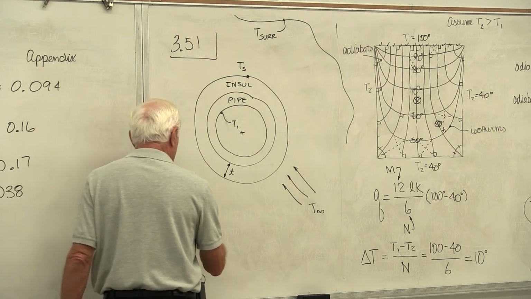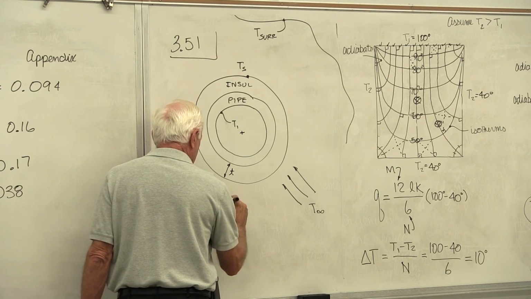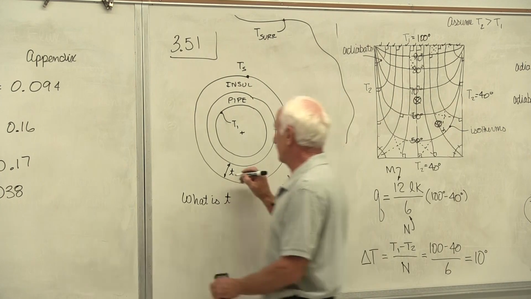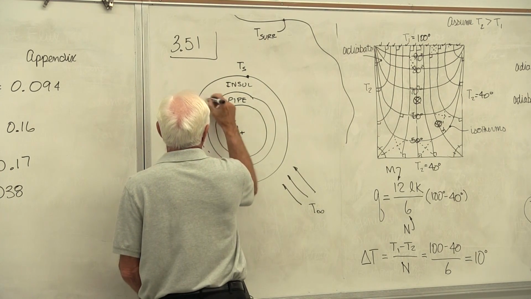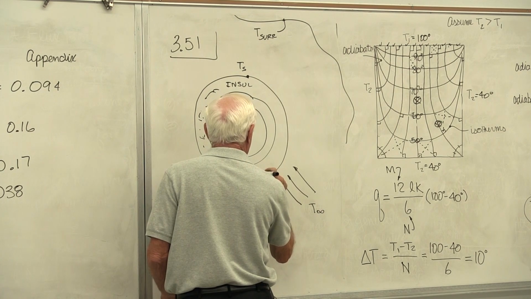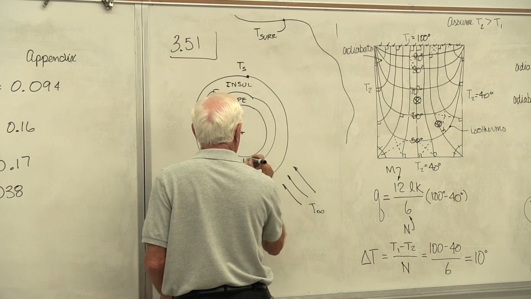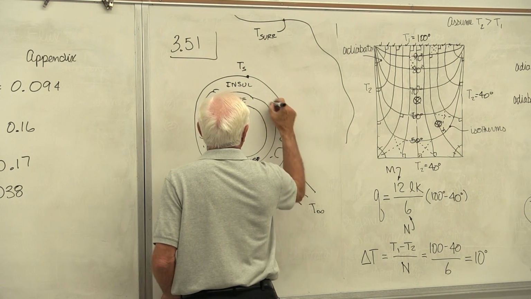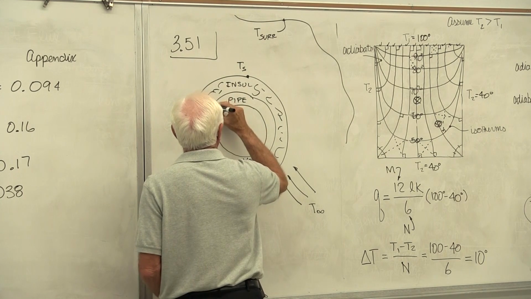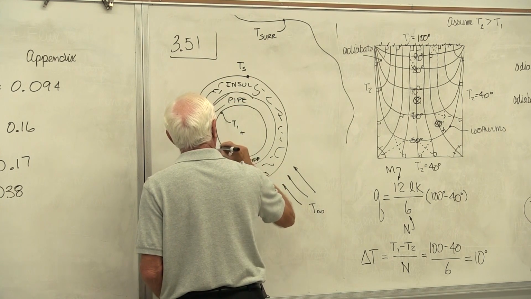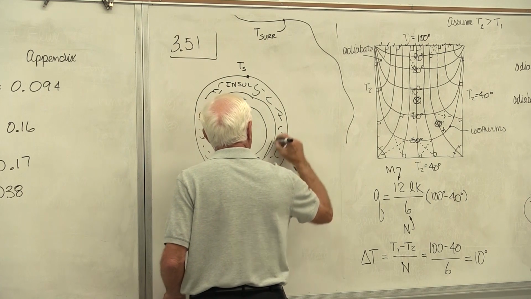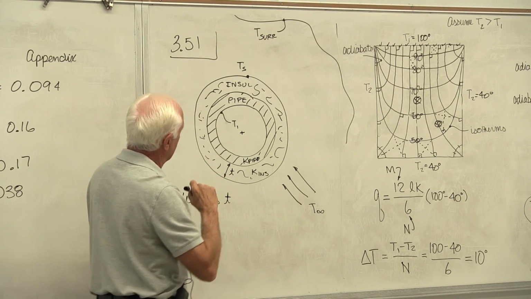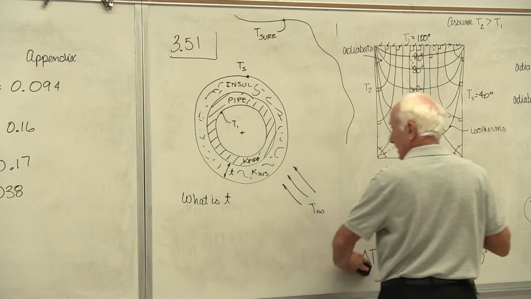What is T? Okay. This is the insulation, K insulation. This is K pipe. And the pipe. Okay, I guess that's all we need.